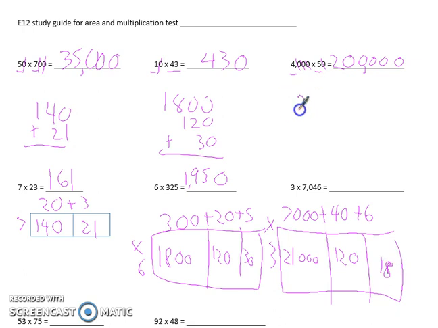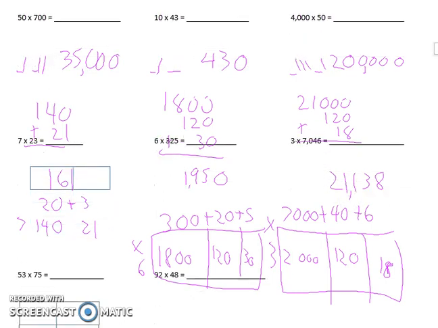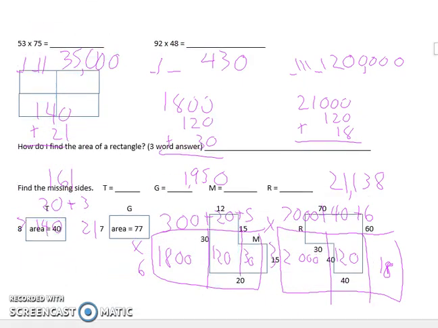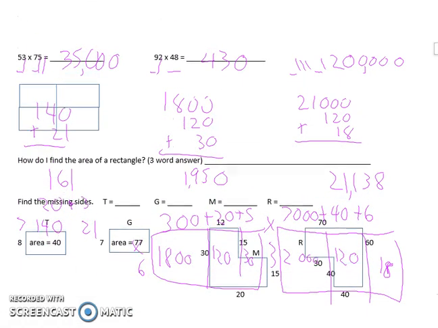Let's add them all up. So we got 21,120 and 18. It's going to give me an 8 and a 3 and a 1 and a 2. Count over 3 spots. 21,138. Scroll a little bit.